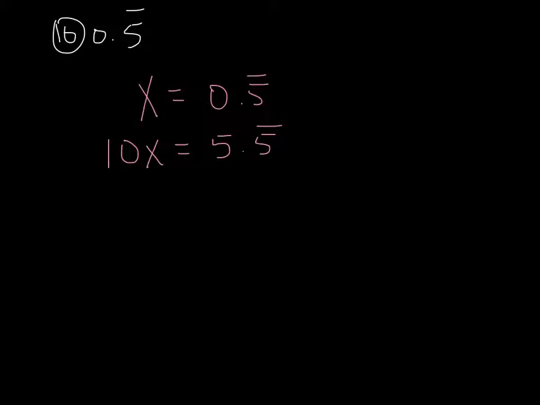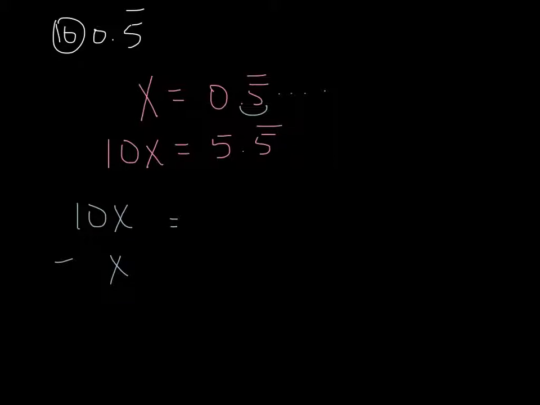We have 0.5 repeating. So we're just going to let x be equal to our original. That's pretty much a standard step. We do that all the time. 0.5 repeating. I have one number repeating. 5 is repeating. So I can multiply by 10x, and that gives me 5.5 repeating. All I did was move the decimal place one spot, and then there's a lot more 5s repeating after that.